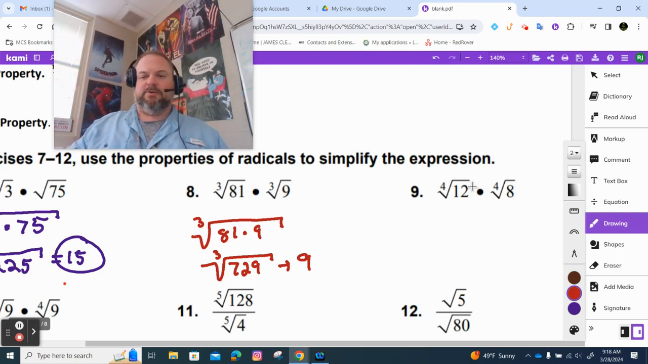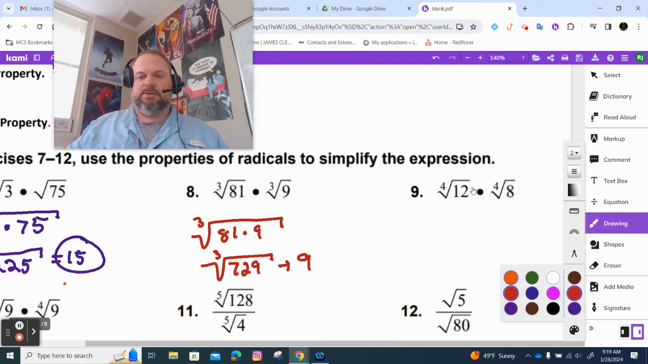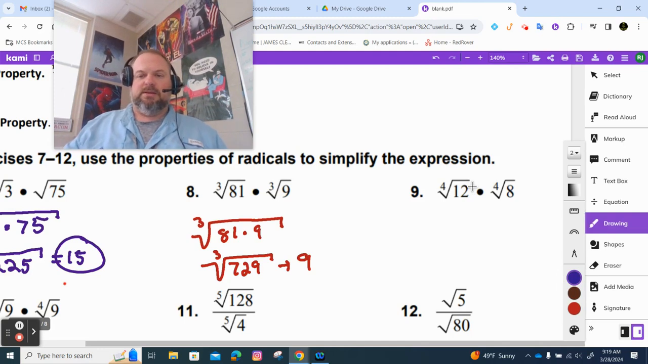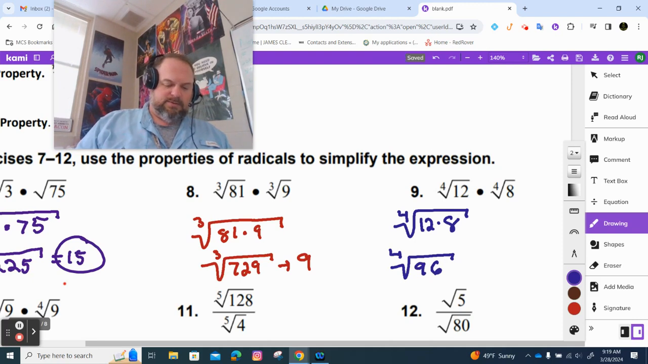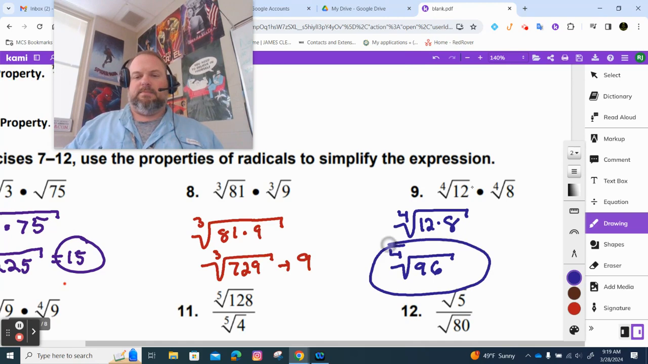Again, same root. This is the 4th root, 12 times 8, which is the 4th root of 96. Is there a 4th root of 96? No. There we go.